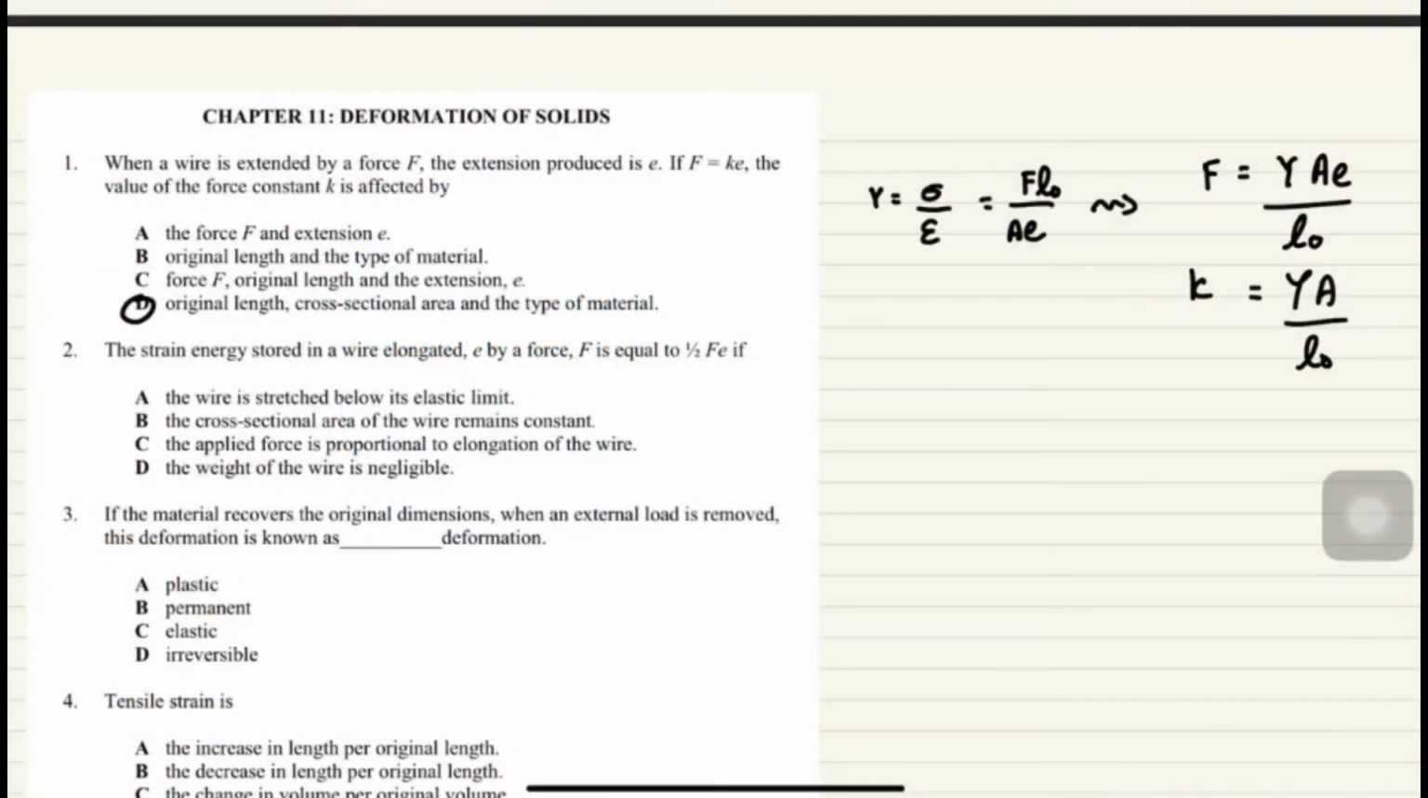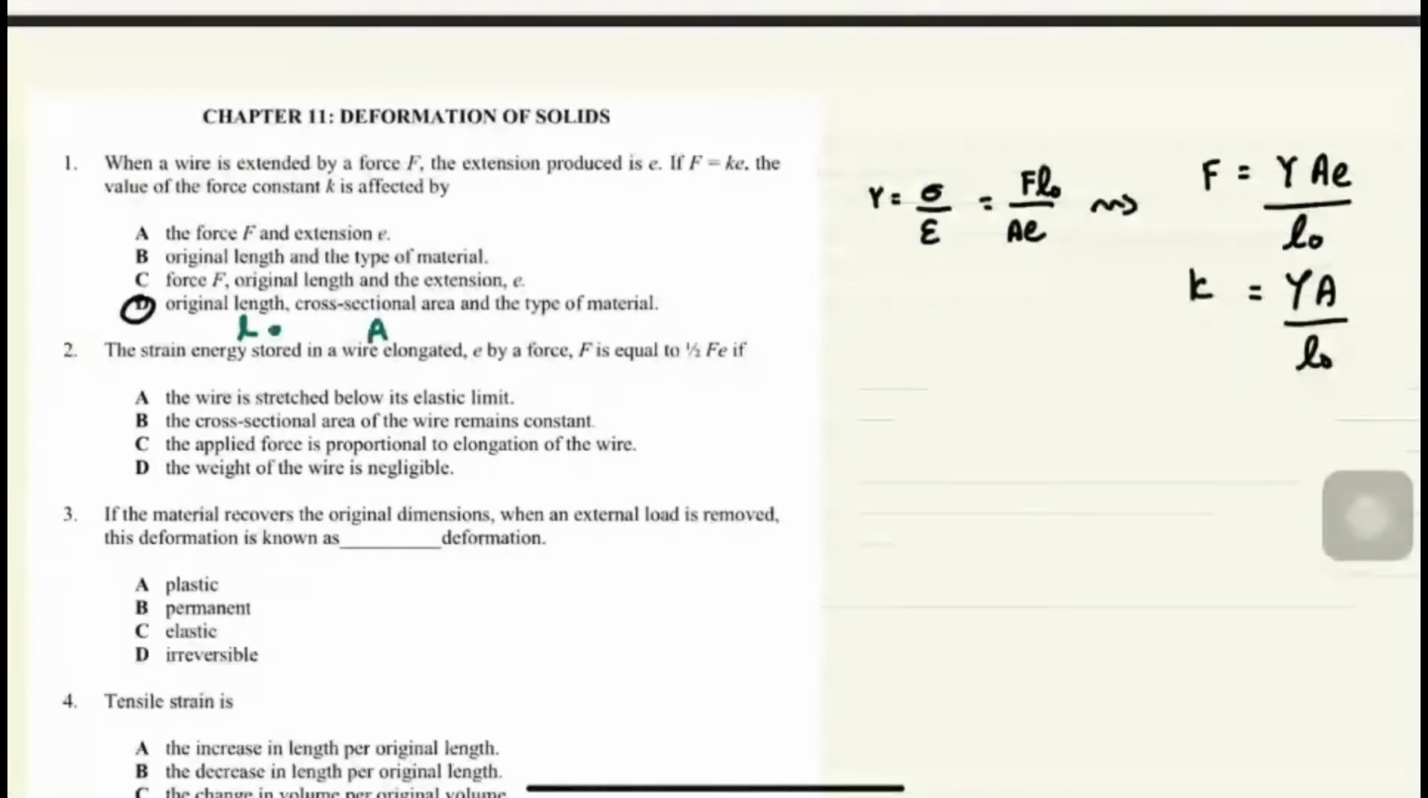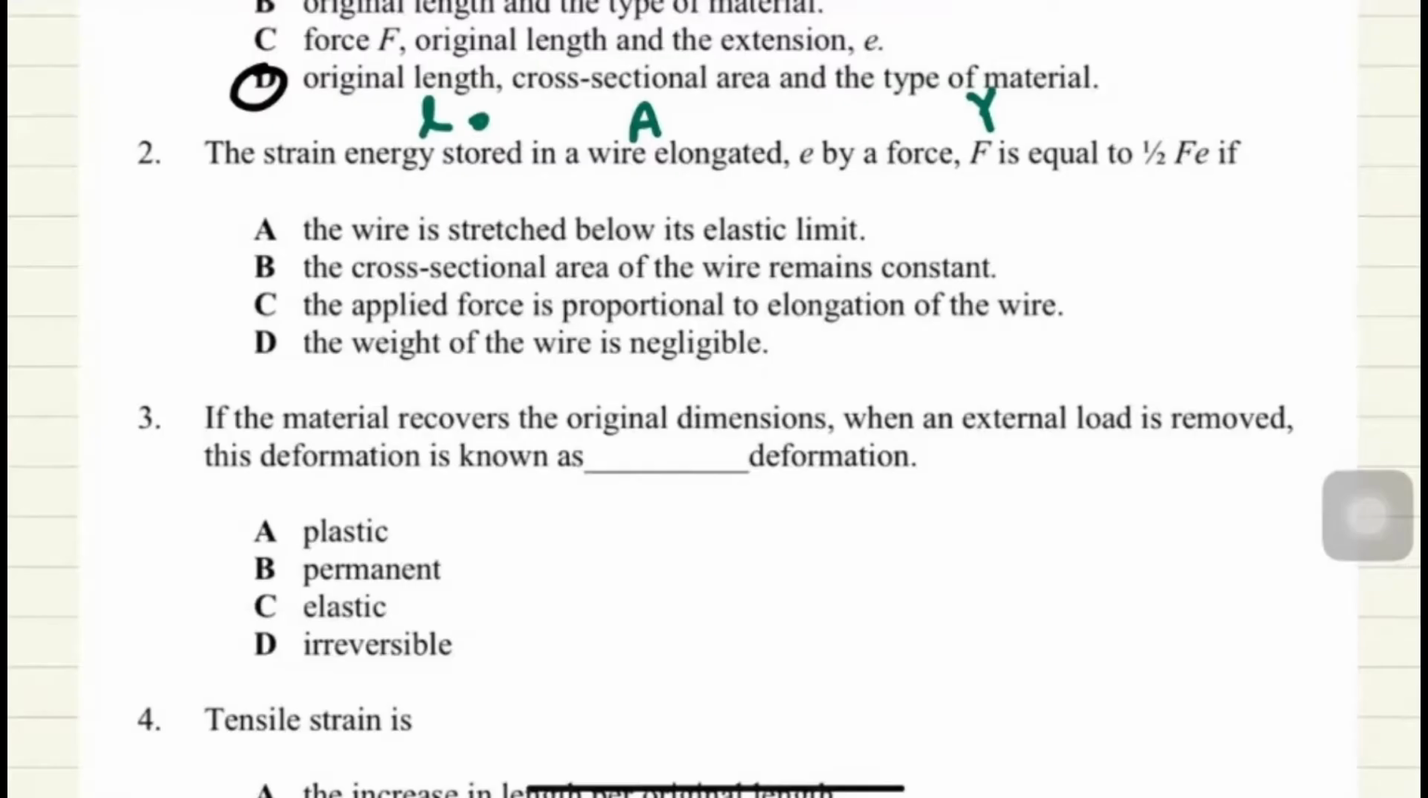L naught, cross-sectional area, which is A, and the type of material, which obviously affects the Young's modulus. Okay, very good. Thank you.